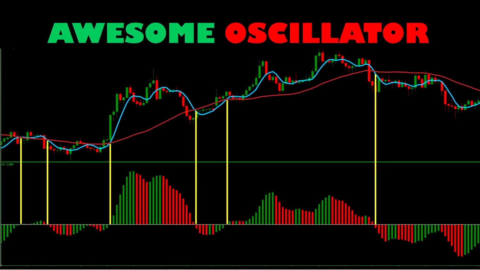I'll pull up these yellow marker lines, and you can see how when the 5-period crosses the 34-period, that's when the histogram crosses 0. The awesome oscillator may show the crossover and the convergence divergence of the averages a little clearer, but it's not really offering you anything new. It's basically just a moving average crossover ham-fisted into a histogram.